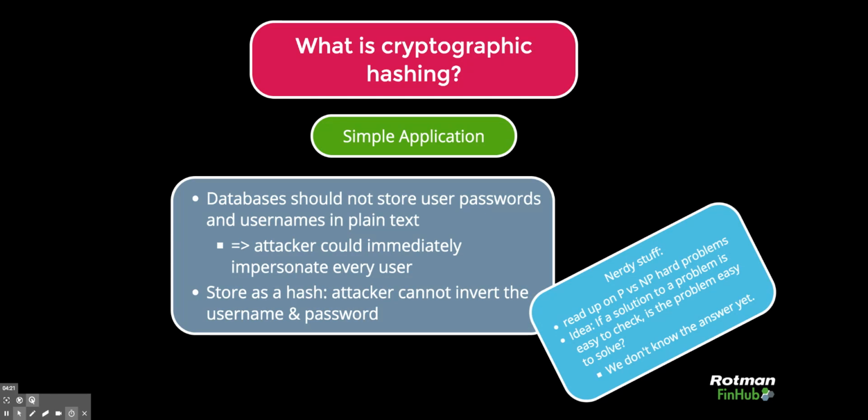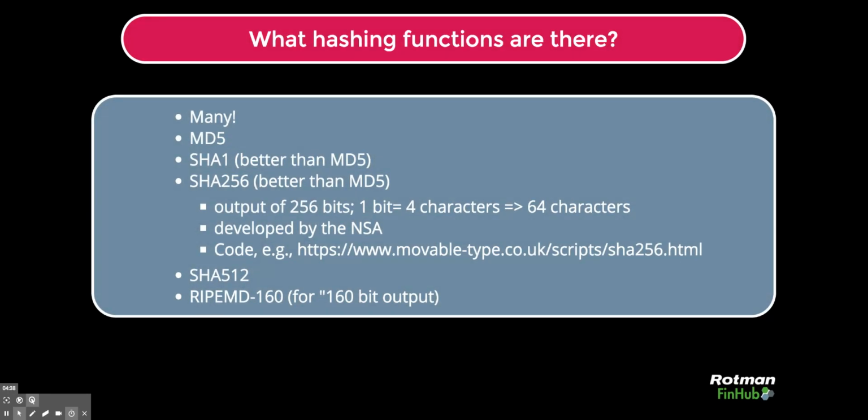So a P problem is a problem that can be solved in polynomial time. An NP problem is one that cannot be solved in polynomial time. And we do not know the answer to that question yet. It's one of the Millennium problems, which, if you solve it, gives you a prize of, I think, $1 million. Something like that.